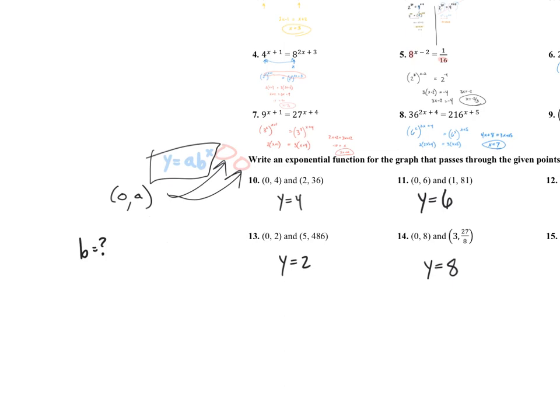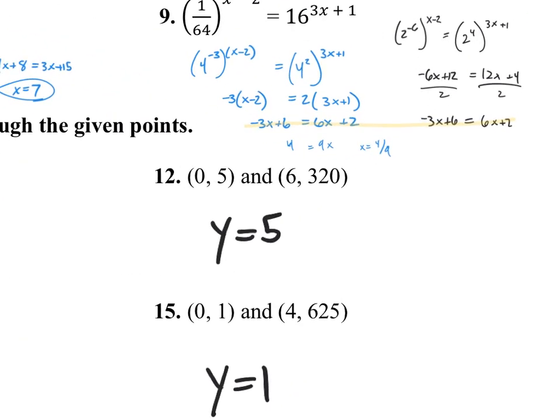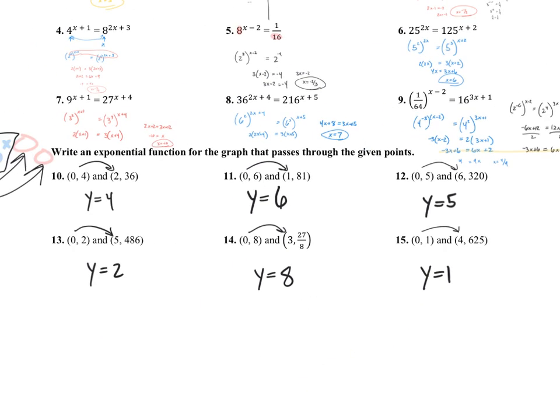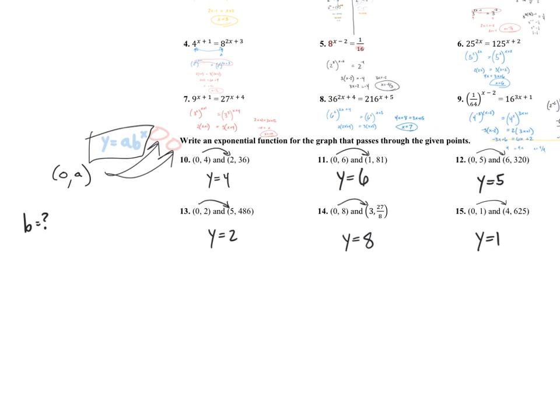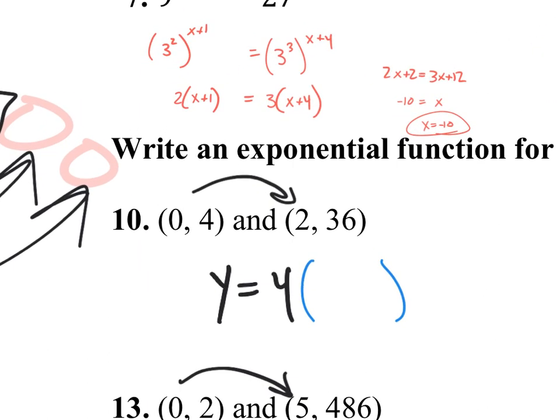Now, you'll notice that all of these start with 0 and then move to a positive number, right? Like 0 to a positive number, 0 to a positive number. That means we won't have to worry about any backwards scenarios. We're moving forwards on all of these, which means all we're going to have to do is figure out, for that b value, what we are multiplying by over and over again to get this 4 to become a 36.